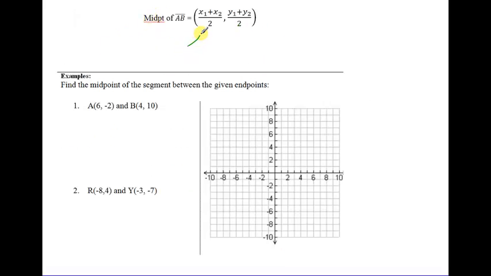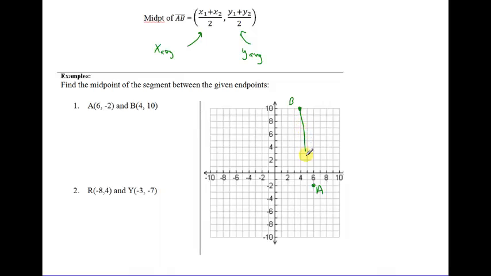Now I've recopied this here for you, so let me just remind you, this first spot you're doing your x's, that's your x average, and in the second location for that second coordinate you're doing your y average. This is to find the midpoint. Okay, so our example, let's plot point A at 6, -2, and point B at 4, 10. Let me actually name these. There's B and down here's A. And I'm going to give it a shot here drawing this segment.